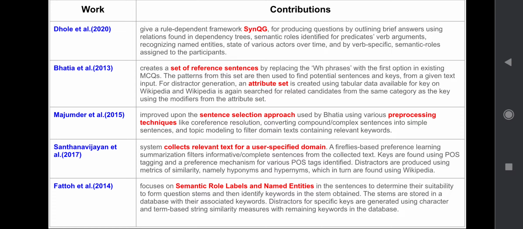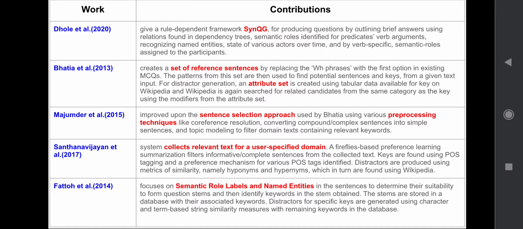semantic roles, identifiable predicate verb arguments, recognizing named entities, state of various actors over time, and by verb-specific semantic roles assigned to the participants. The next was Bhatia in 2013. They created a set of reference questions by replacing the WH phrases with the first option in the existing MCQs. The patterns from this set are then used to find potential sentences and keys from a given text input.